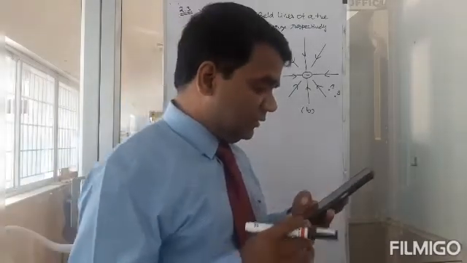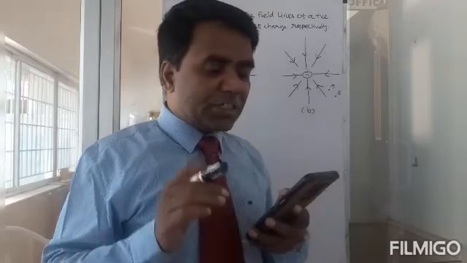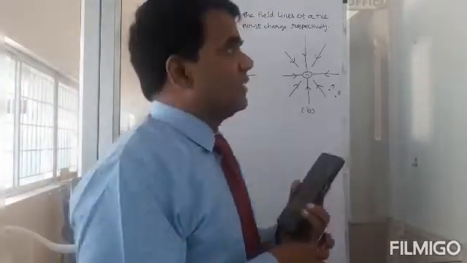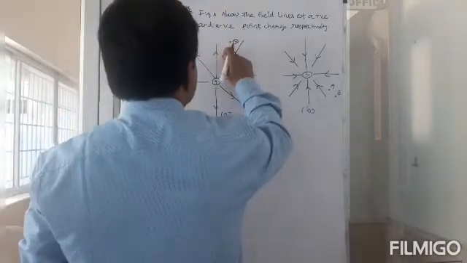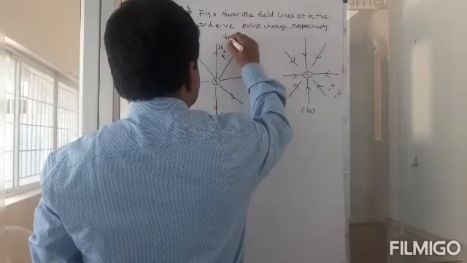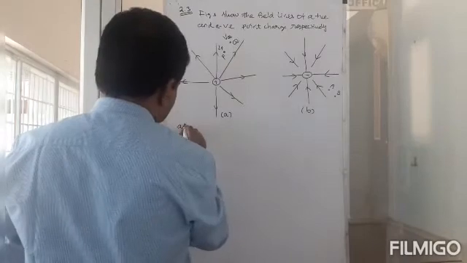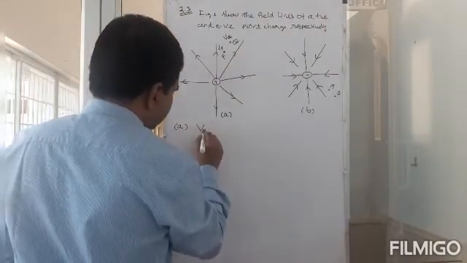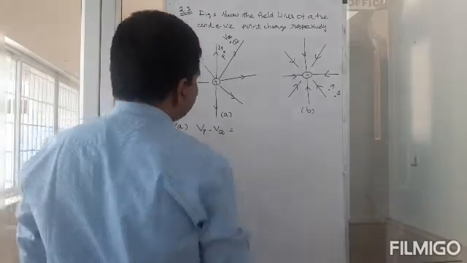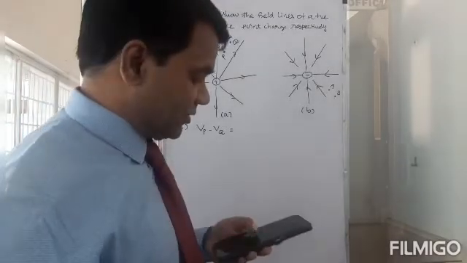Now, what is the question? The first question is, give the signs of the potential difference Vp minus Vq and Vb minus Va. Let's take this. This is Vp, this potential is Vp, and then this potential is Vq. So they want you to find Vp minus Vq. What would this be? Okay. What's the sign of this actually?